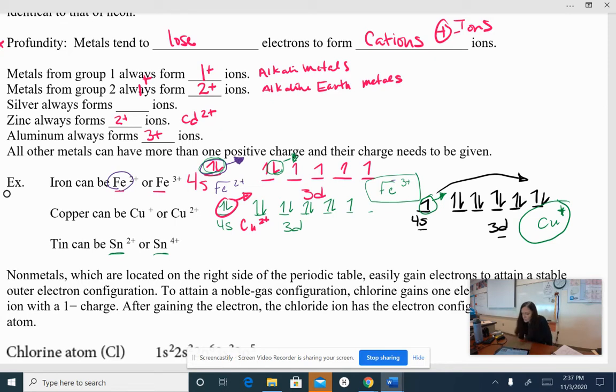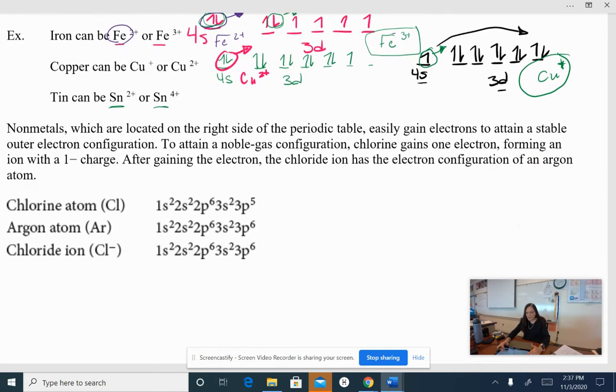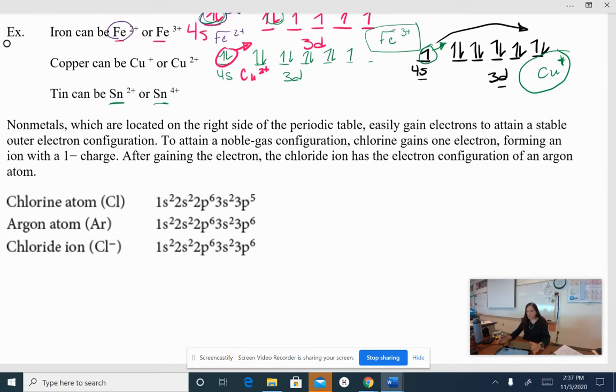So in order to understand what charge these transition metals or the metals in the d block have, we actually have to put Roman numerals in there to designate what the charge is when we are writing out the name of these. Okay? Nonmetals, though, which are located on the right-hand side of the periodic table, have high electronegativity and high electron affinity, so they easily gain electrons to obtain a noble gas outer electron configuration. Okay? Think of it this way.